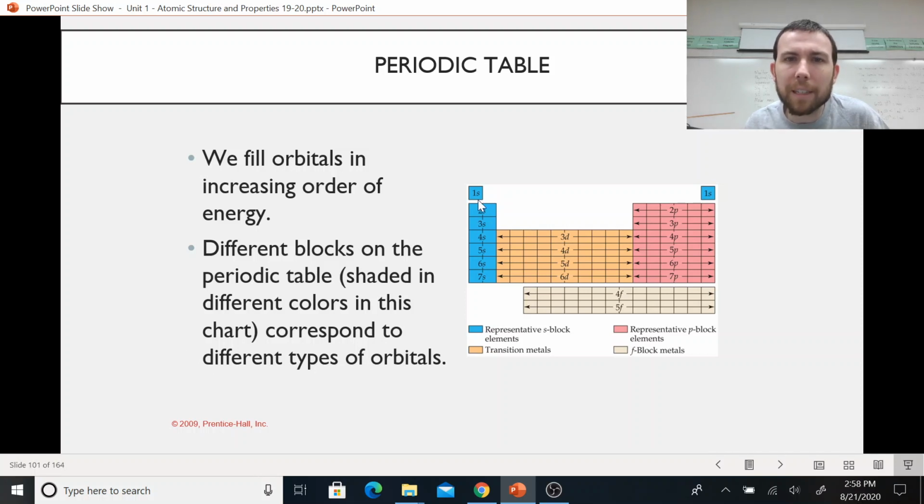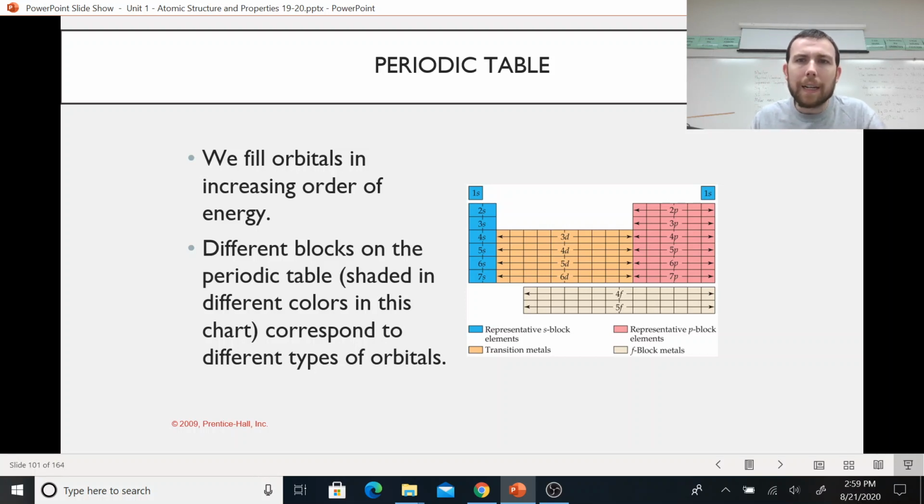So the elements that have been labeled in blue, with the exception of helium, right? They're all over here on the left, with the exception of helium. Those are part of the s block elements. And notice that all s block elements end in a configuration that's going to have a maximum of 2 electrons.